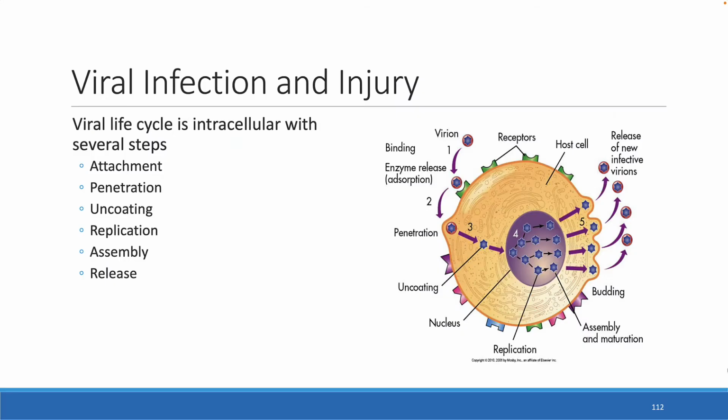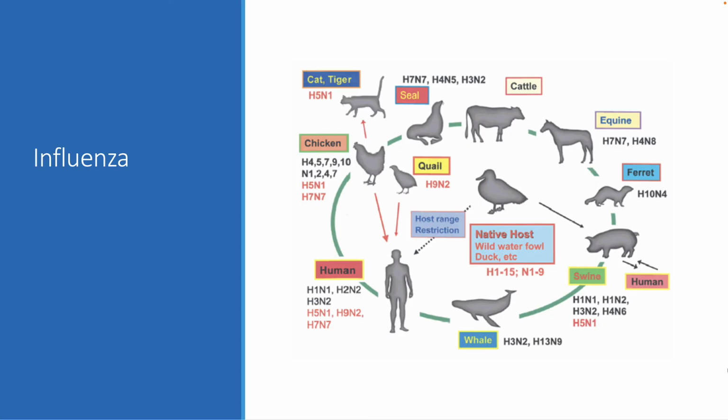And the process is shown here. The virion enters the cell by getting onto the receptor here, and then it penetrates, and then it gets uncoated here, and then it goes into the nucleus where it takes over the machinery, replicates, assembles and matures, and then those new viruses are released out into the wild. And by the wild, I mean into the bloodstream.